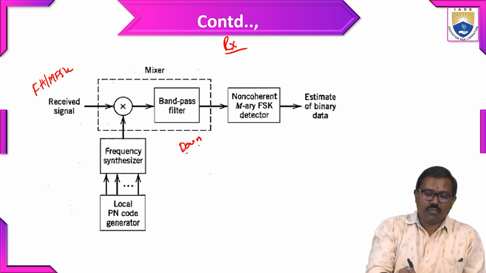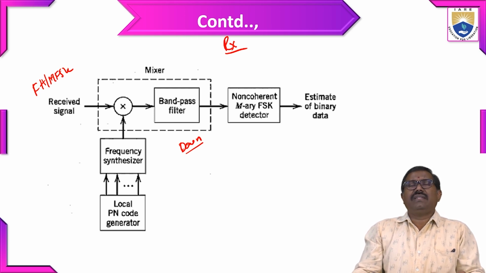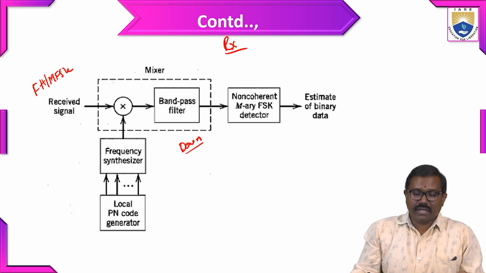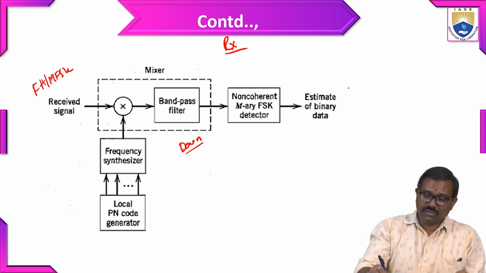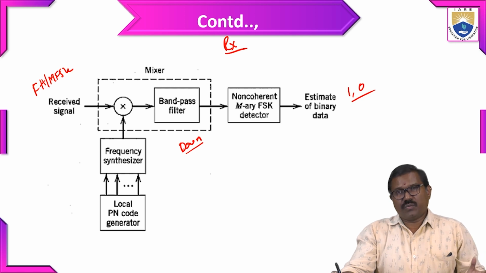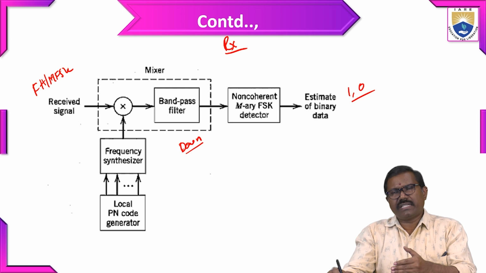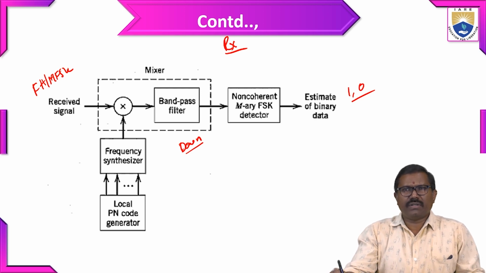That means I am going to reduce this frequency range and apply it to the non-coherent MFSK detector, and finally it is going to estimate our binary data. So the binary data may be 1 0 like this. Why? At the transmitter I am using the same binary data. At the receiver also I recover the same binary data by using this non-coherent MFSK detector. Okay.